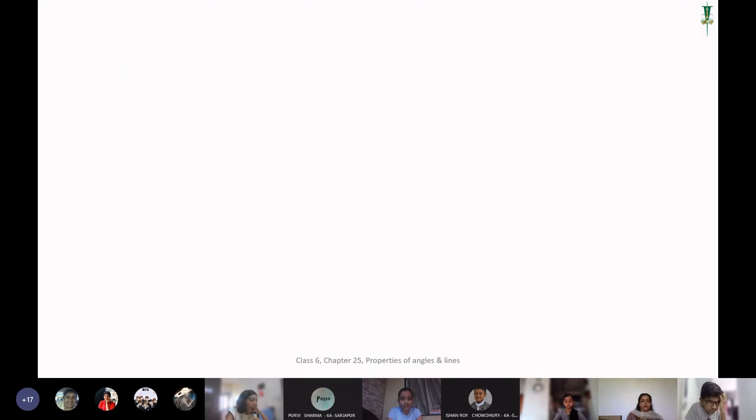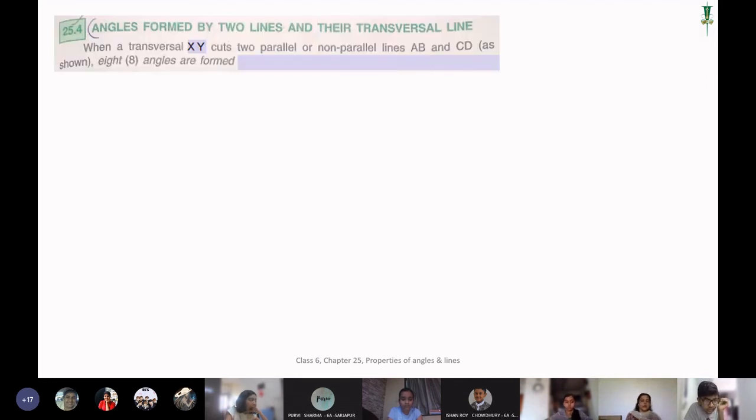Now let's look at the angles formed by two lines and their transversal. Whether or not the two lines are parallel to each other, how many angles are formed? 4... 1, 2, 3, 4, 5, 6, 7, 8. Are you seeing that 8 angles are formed when two lines, whether or not they are parallel, are intersected by a transversal? The number of angles formed is 8.